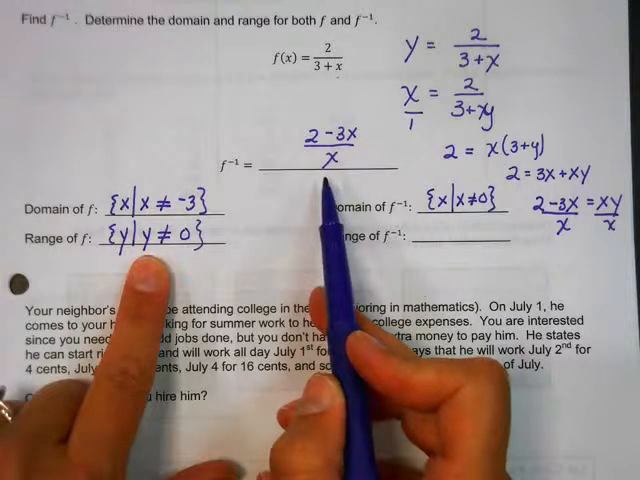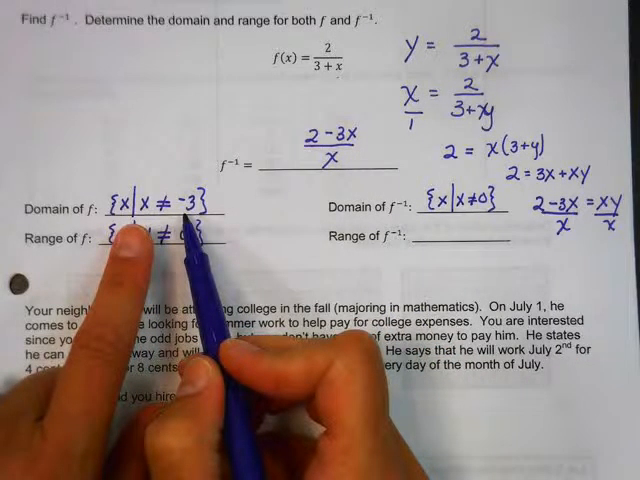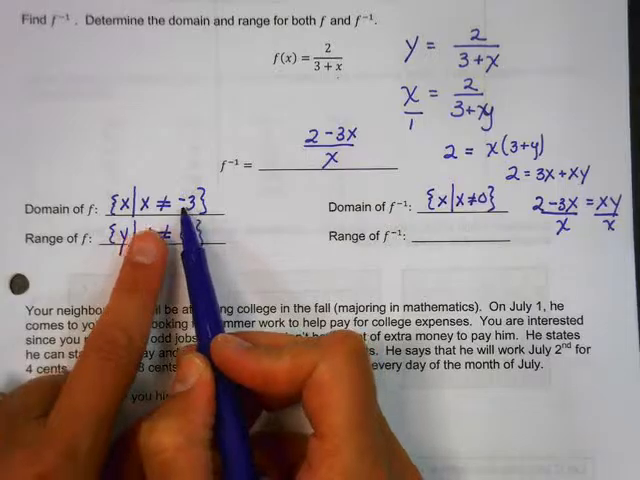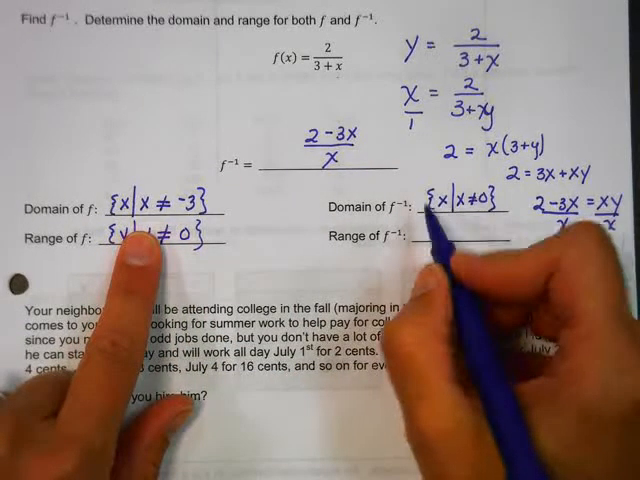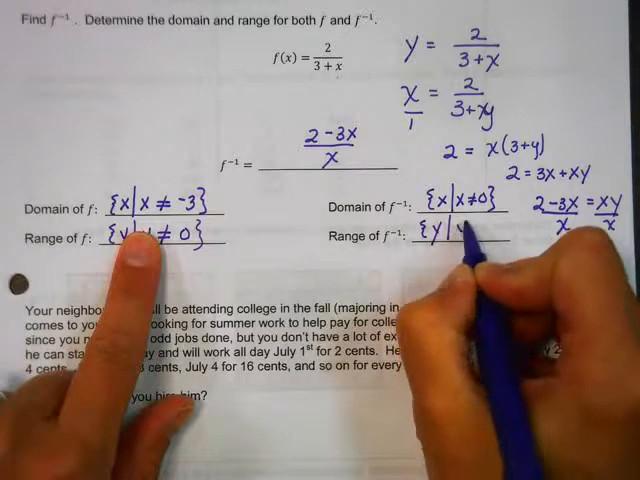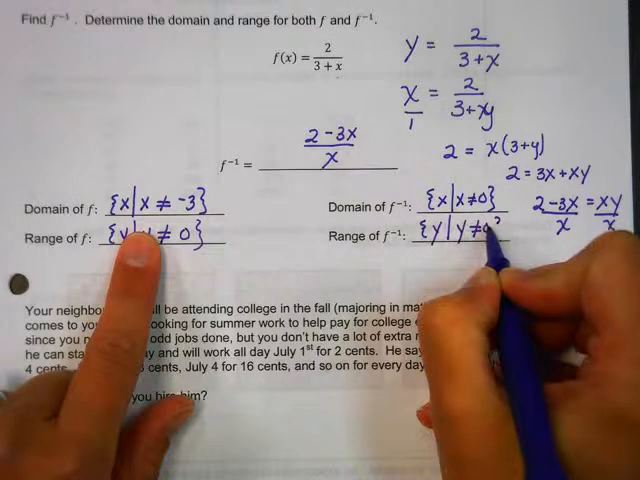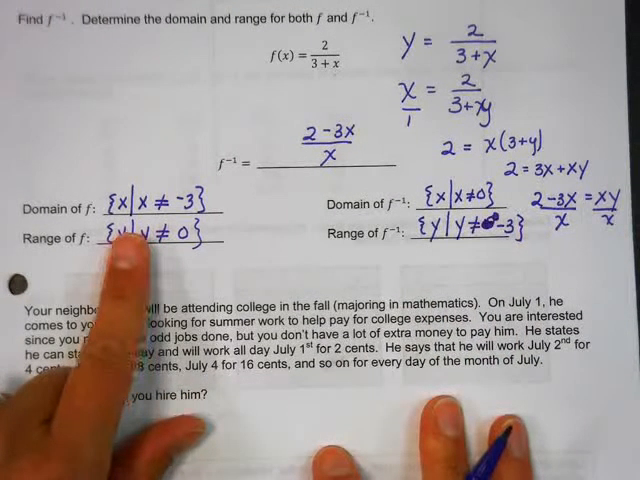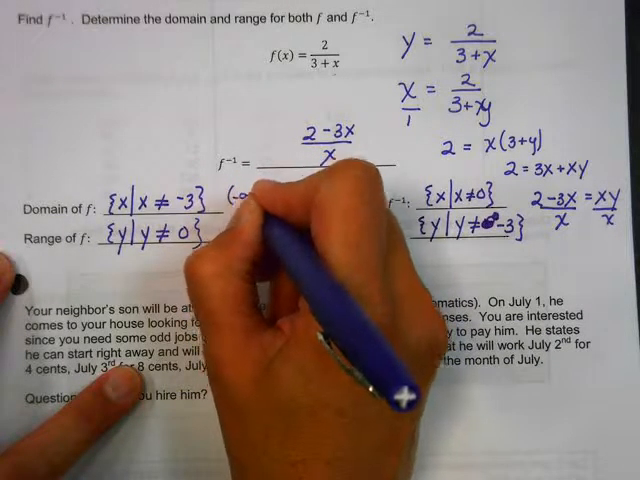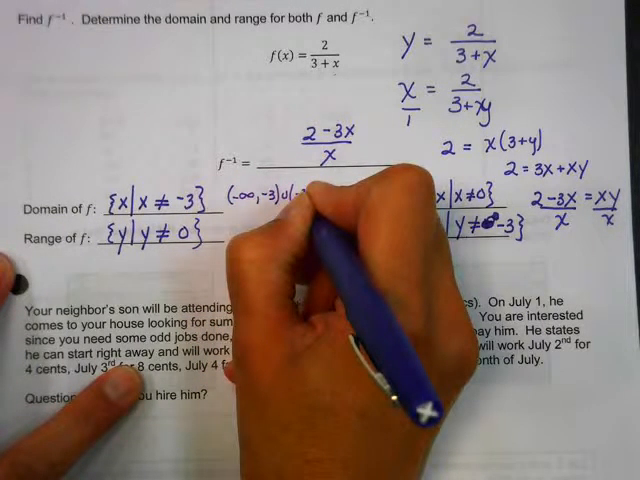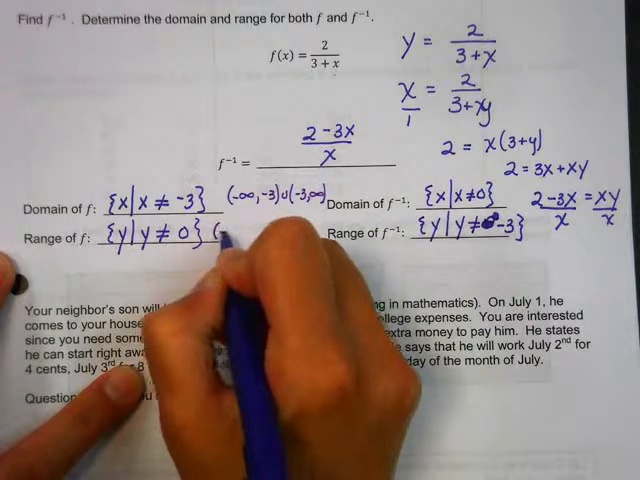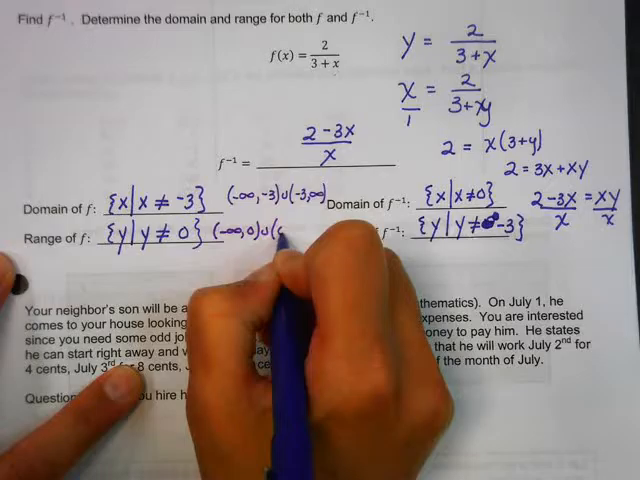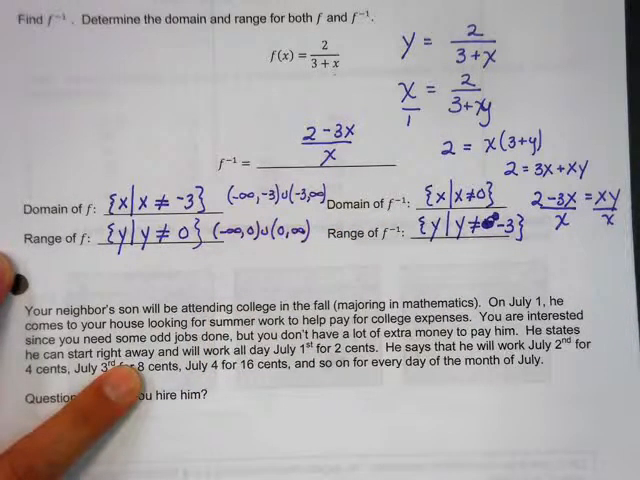That makes sense. Okay, now let's think about the range. Right now, we automatically know what it is, right? Because we're going to swap the restriction. So since the domain of my function is everything but negative 3, that's what the range of my inverse is. So interval notation would be from negative infinity to negative 3, and then negative 3 to infinity. And this would be negative infinity to 0, and then 0 to infinity. That makes sense? So we can write it like that. You can write it either way.